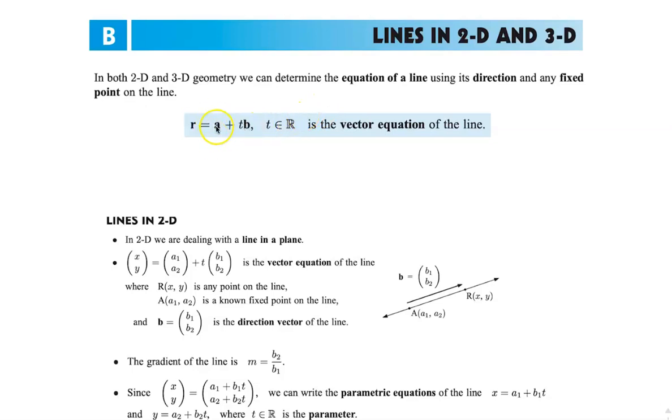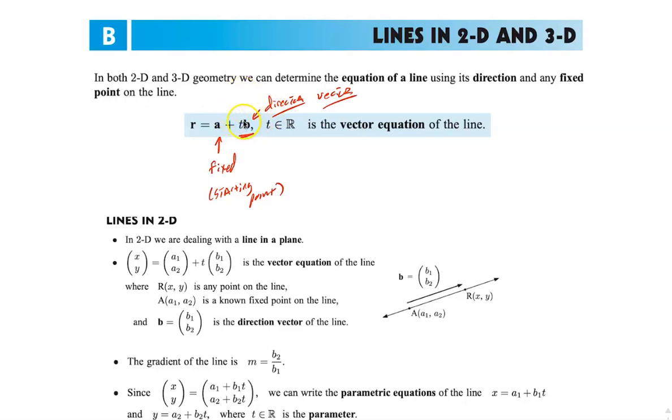Well, here, a is our fixed point. So we need a point to write a vector equation. This is our fixed point. I sometimes like to say the starting point, but this has to be any fixed point. And then what's also important is that b here is our direction vector. Super important. It tells us which direction, or what angle, the vector is going at.